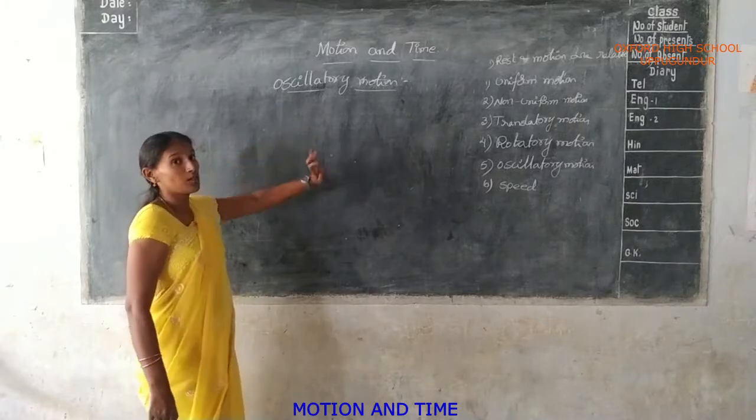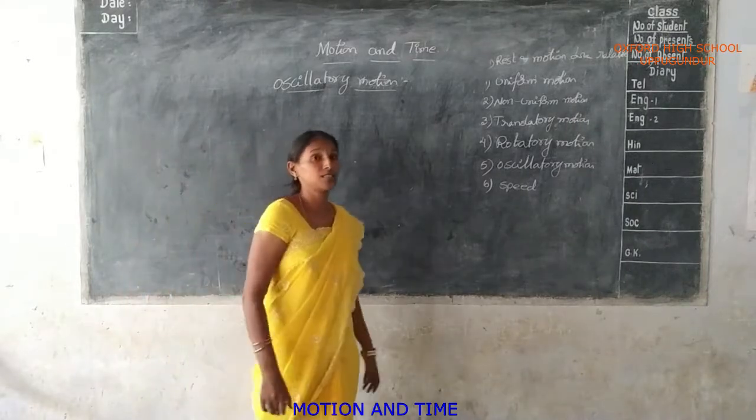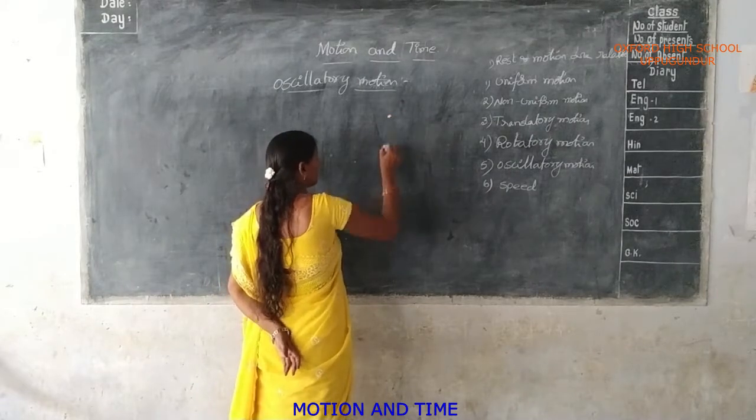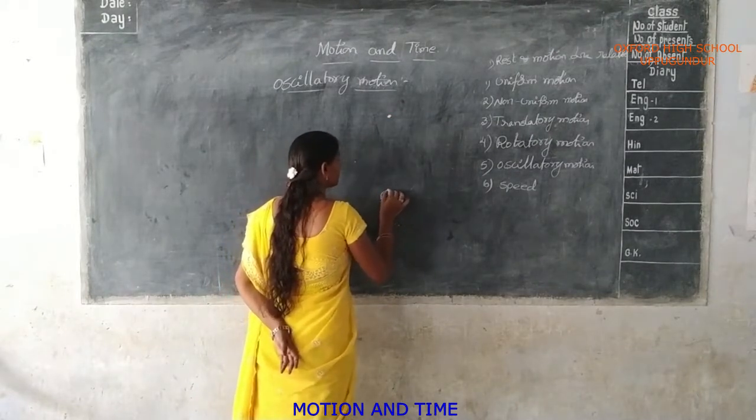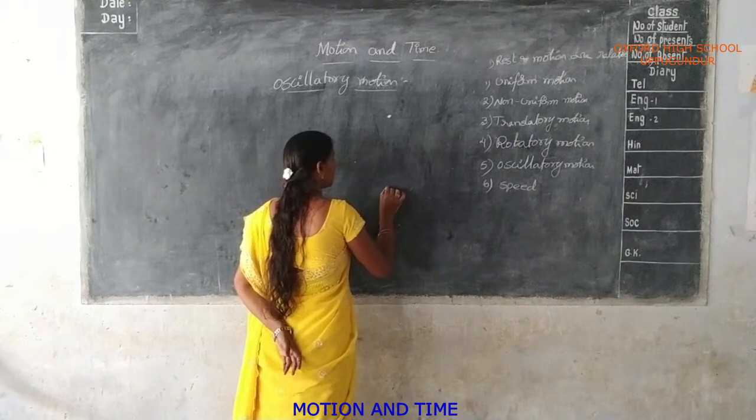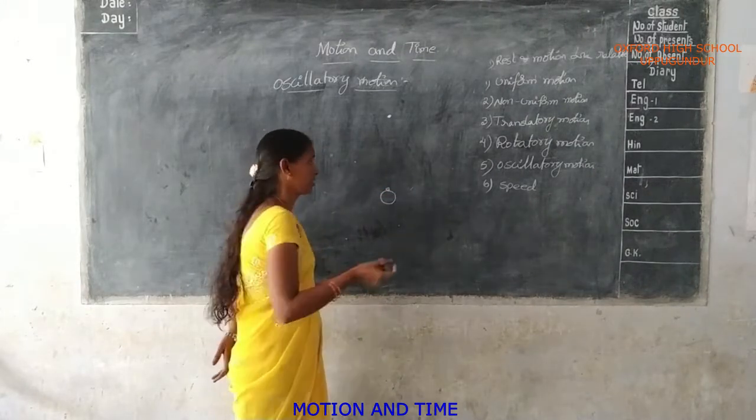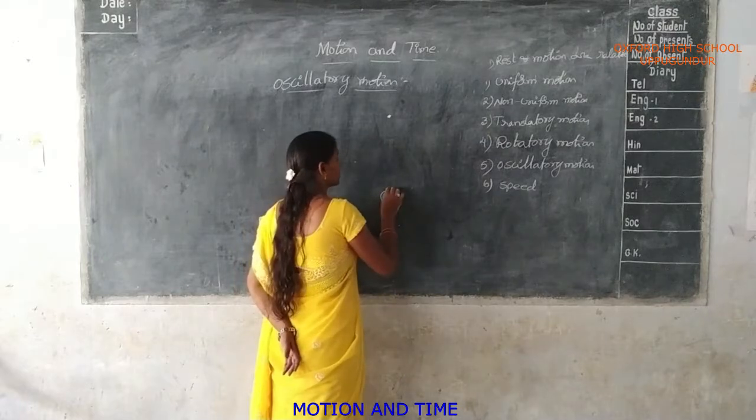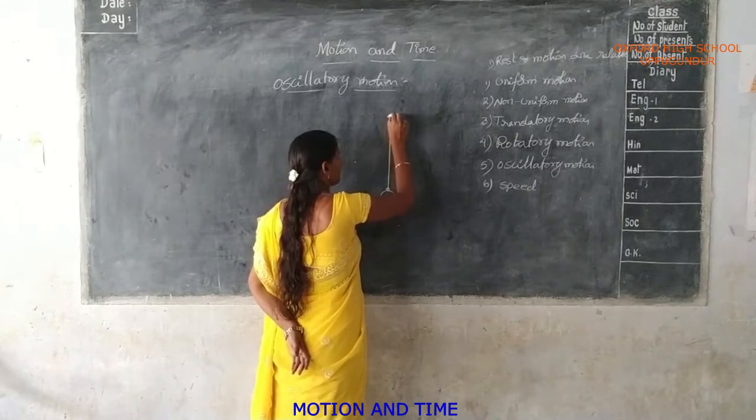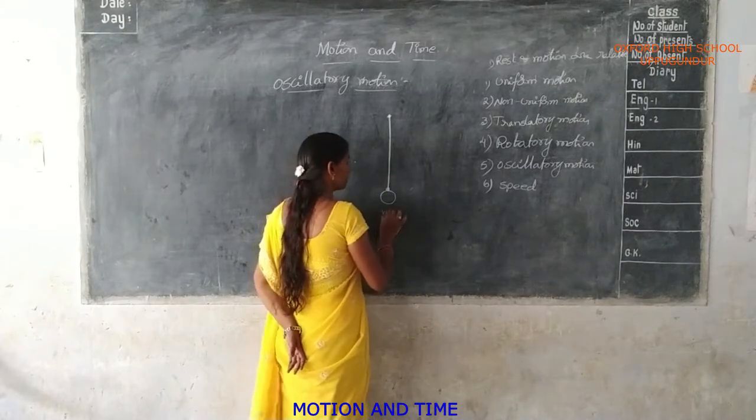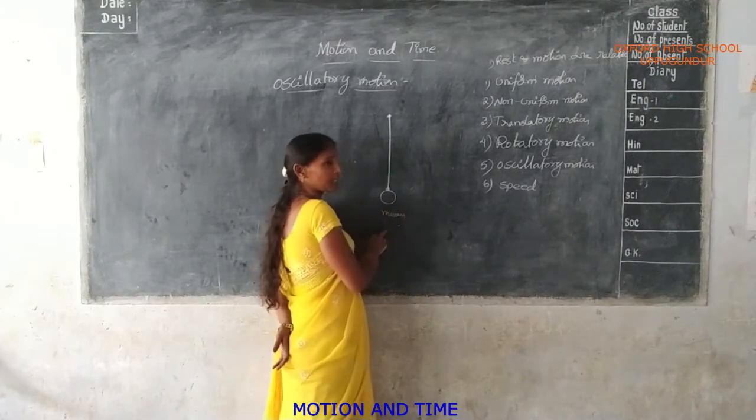Okay, for example, a simple pendulum. A simple pendulum means we take one bob, or an iron ball, no problem. This is the bob, and here one thread supports it. Okay, this is the mean position.